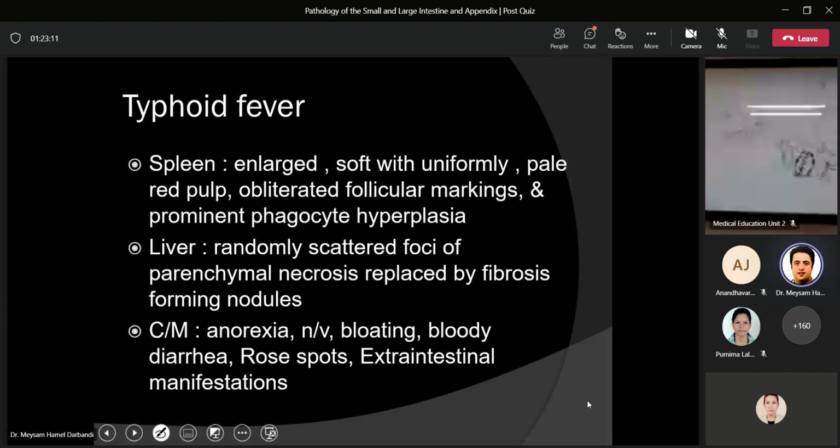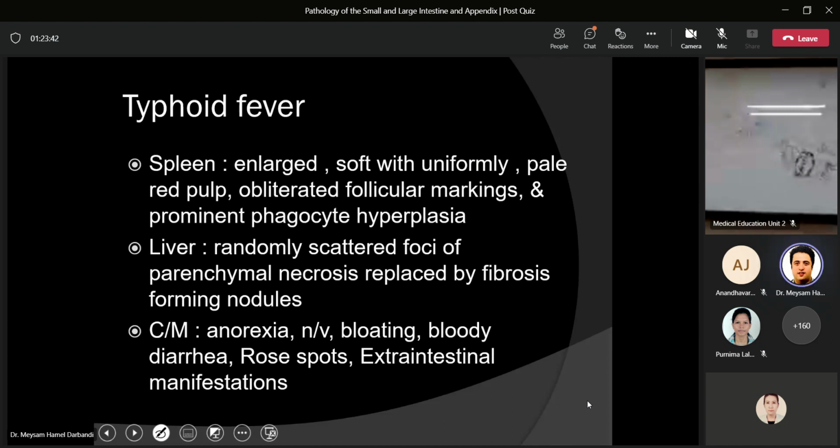Typhoid fever, spleen will be enlarged, soft with uniformly pale red pulp, obliterated follicular markings, and prominent phagocyte hyperplasia. Do not get tired, Vice President. We cannot give break time. Liver is randomly scattered, right? Scattered foci of parenchymal necrosis replaced by fibrous forming nodules.